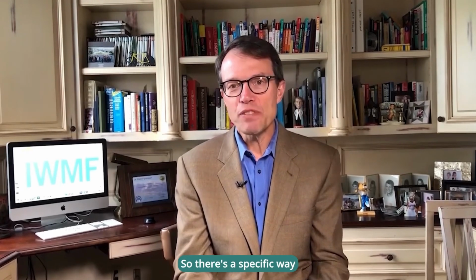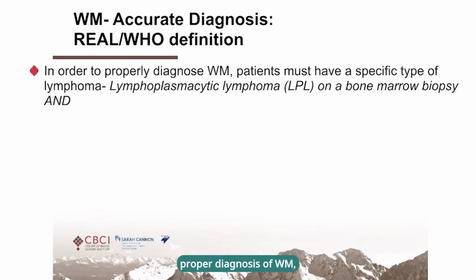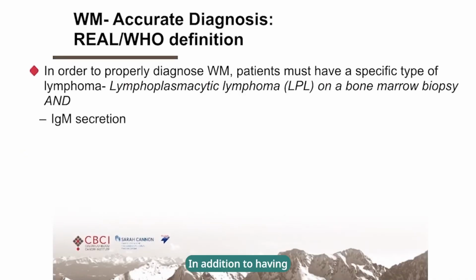So there's a specific way in which we diagnose WM, and the WHO, the World Health Organization, has certain agreed upon criteria. In order to make a proper diagnosis of WM, 2 elements are required. One is that you have to have a bone marrow biopsy which demonstrates a very specific kind of non-Hodgkin lymphoma called lymphoplasmacytic lymphoma. We all get quite tired of saying lymphoplasmacytic lymphoma all the time, so we call it LPL. And in addition to having LPL on a bone marrow biopsy, one must have the presence of this IgM protein in the blood.